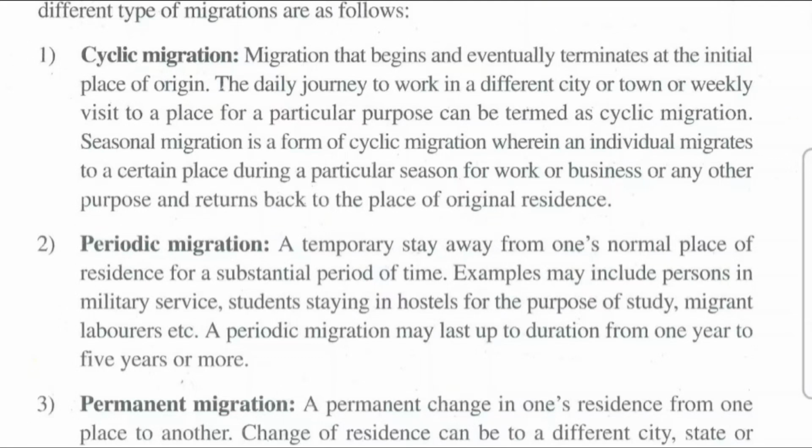2. Periodic migration. A temporary stay away from one's normal place of residence for a substantial period of time. Examples may include persons in military service, students staying in hostels for the purpose of study, migrant labourers, etc. A periodic migration may last up to a duration from 1 year to 5 years or more.